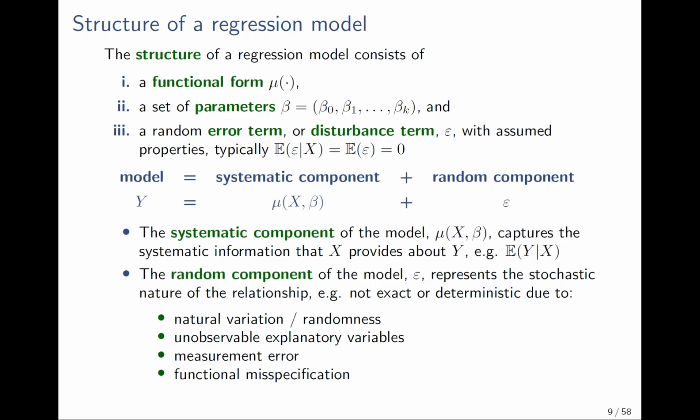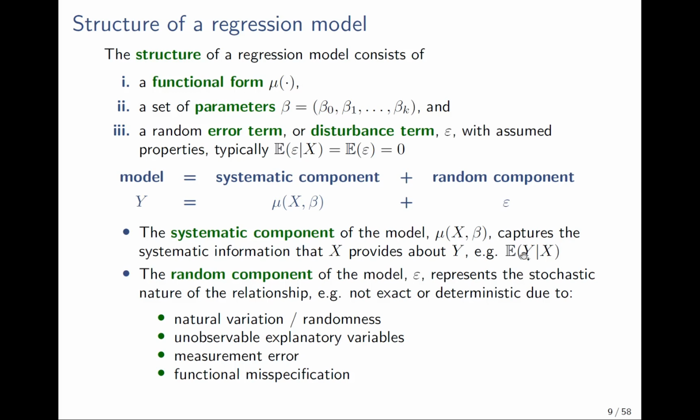We could just have a law or a rule that tells us precisely what's going to happen as x changes for y, in a way that, for instance, a mathematical equation does. We're not dealing in that realm. In the realm that we're in, there is uncertainty in the relationship between y and x, and that arises for a variety of reasons. It could arise just because of natural variation or randomness. So the relationship we're looking at does not follow a strictly predictable law.